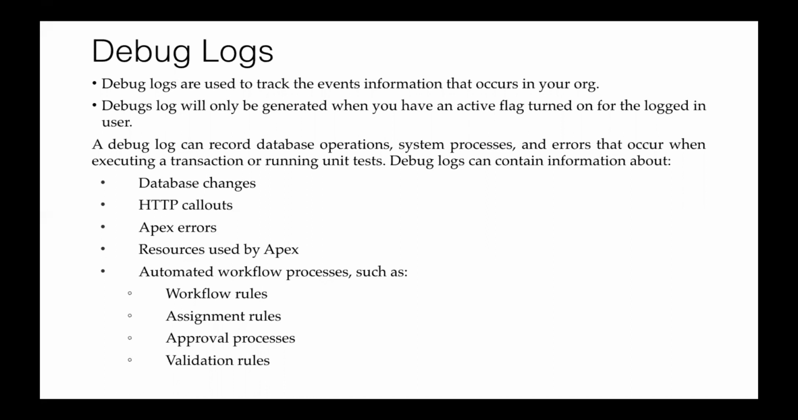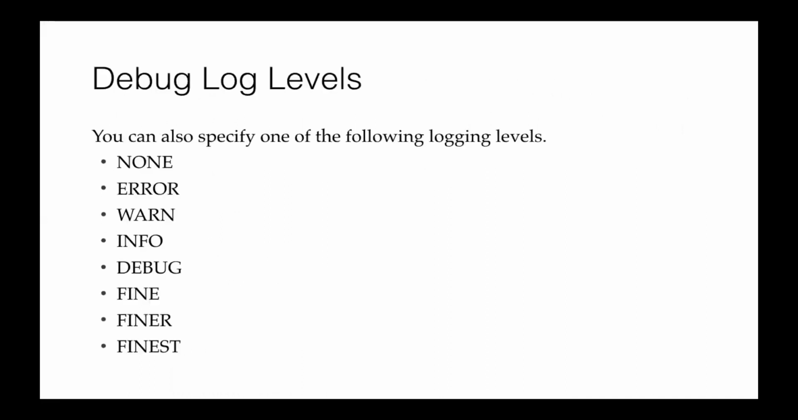What are all the resources that we are using with the help of Apex, like Apex calling another trigger because of some data manipulation in our system, or what existing processes are there, like workflow rules, assignment rules, and approval process. So these are all the available debug log levels that we can select for each of Apex class, process builders, Apex triggers, and automation process. These are the debug log levels from lowest to highest. So None is the lowest one and Finest is the highest level.